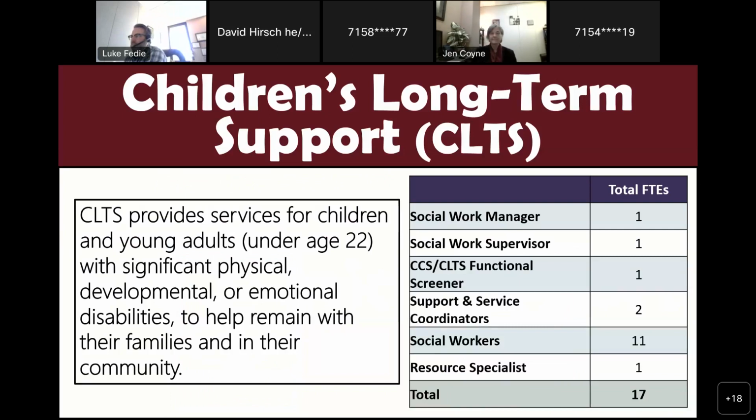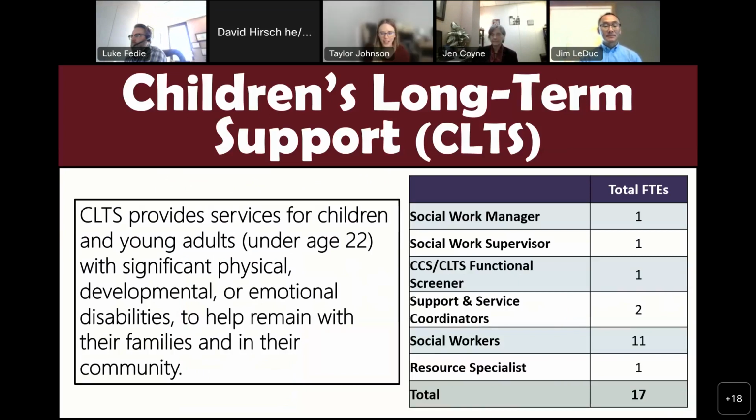All right, I think Taylor's going to give you a brief description of what the CLTS program is overall, and then we'll get into the finer details with some of the data we will present. Thanks, Jim. As Luke said, my name is Taylor Johnson. I am the program supervisor in CLTS. So what is CLTS? We are a program that provides children with disabilities and their families individualized supports and services that help those children grow and live their best lives in the home and community.